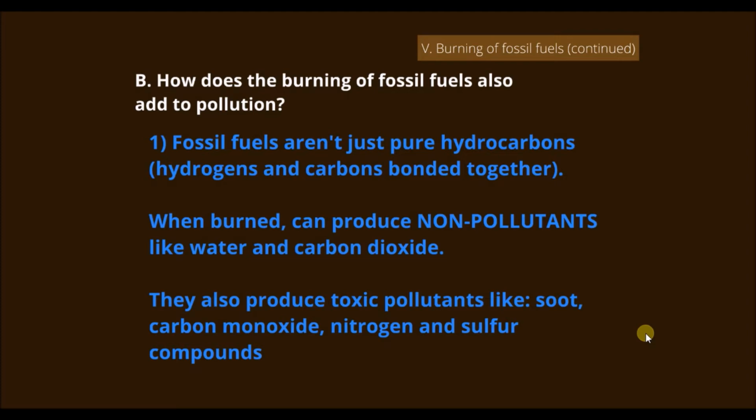But then we also produce toxic pollutants like soot, which is basically solid particles of unburned material that go into the air and go into your lungs. They exacerbate asthma and any kind of lung conditions that people have. It creates carbon monoxide when it doesn't burn very efficiently. We create nitrogen and sulfur compounds in the air. Now let's talk about why these things are bad.